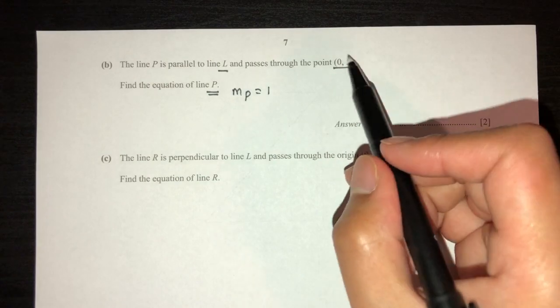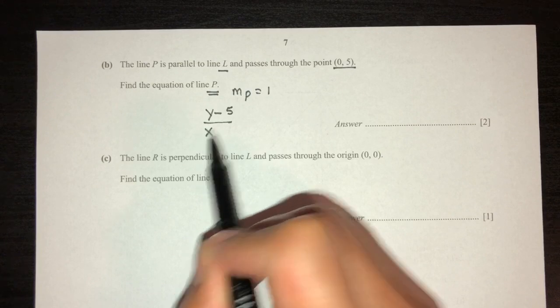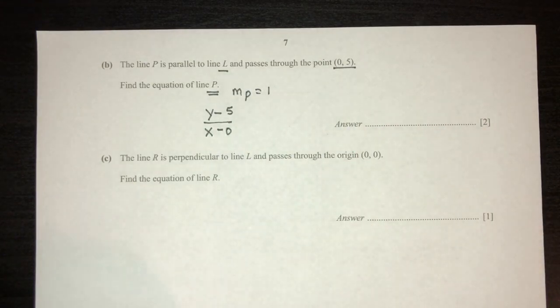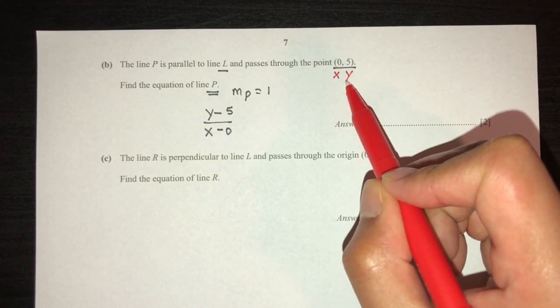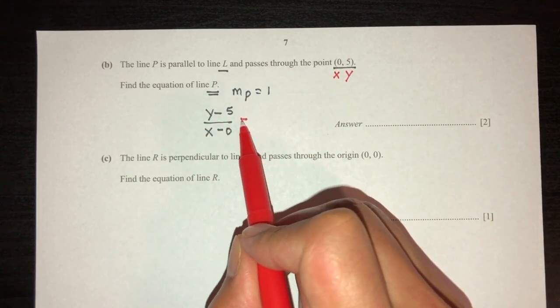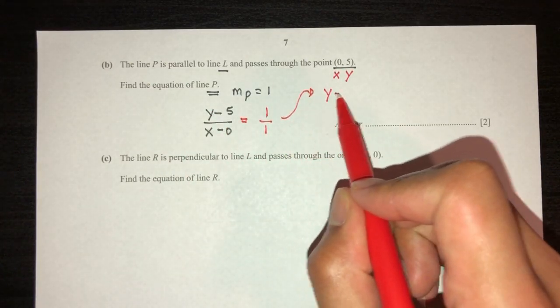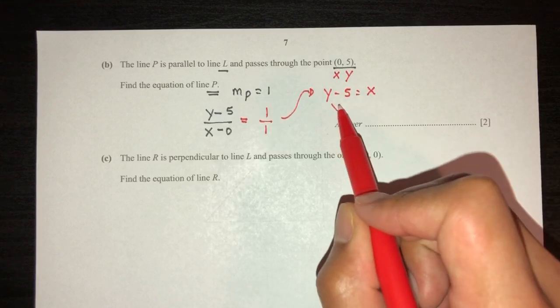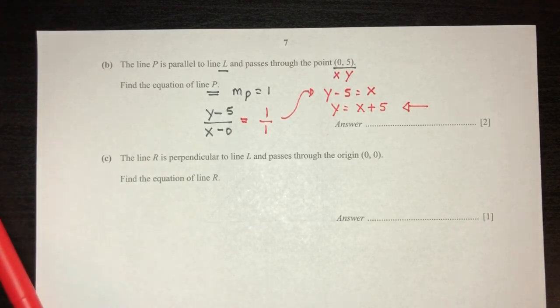Now to find the equation we have to use the passing point. So y minus the value 5 over x minus the value 0. I get this question a lot: where do I get the fraction? It is just a way of finding the equation of a line by using your passing point. This one is your x value, this one is your y value. So you take y minus 5 over x minus 0 is equal to the value of the gradient. Now we cross multiply, you will have y minus 5 is equal to x, so y is x plus 5. And that is your answer for part B.